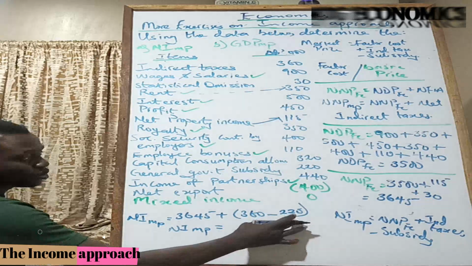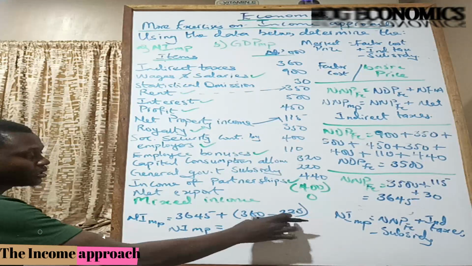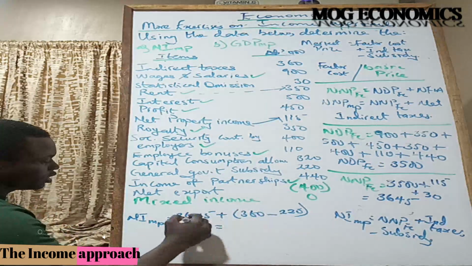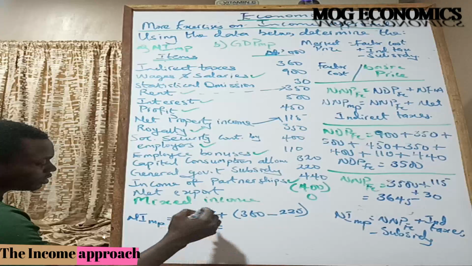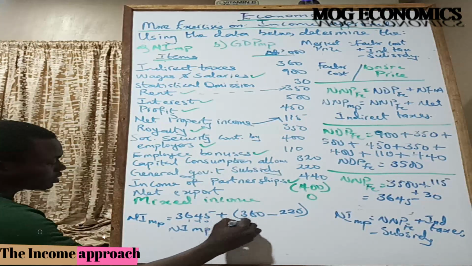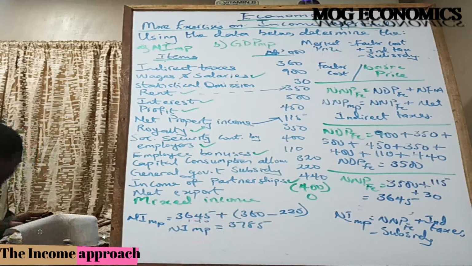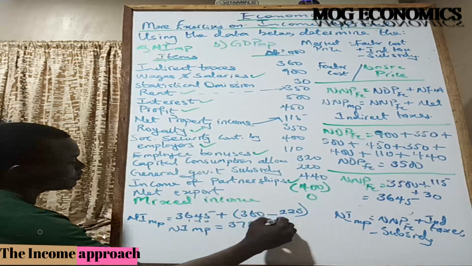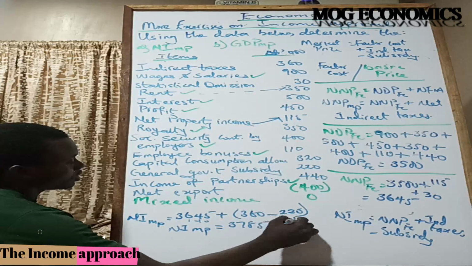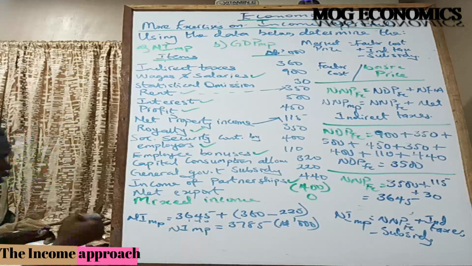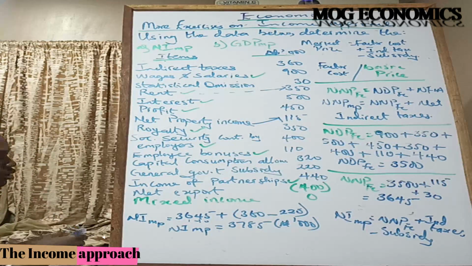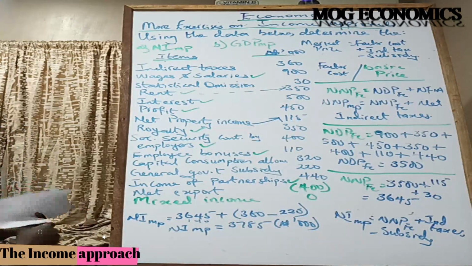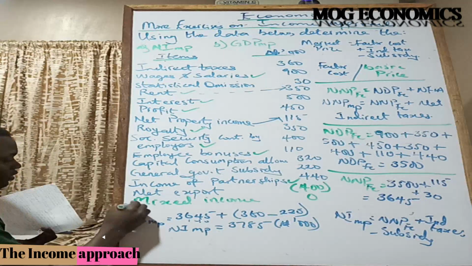So what we have here is what we call the net indirect taxes, that is indirect taxes minus subsidy. So this should be 140. So 140 plus this is going to be 3785. With that, we've been able to get our national income at market price. So that is for A. Some of these that we've done is for A.